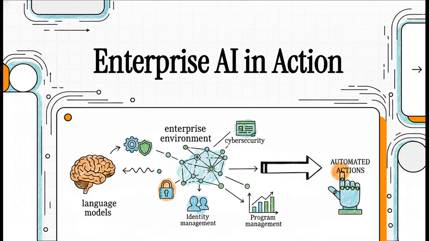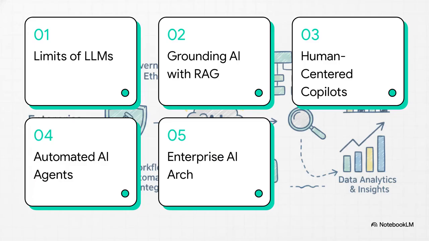If you've ever wondered how AI genuinely integrates with highly structured domains like cybersecurity, identity management, and program management, well, you're in exactly the right place. We've got 5 steps on our journey today. 1. The limits of language models. 2. Grounding AI with RAG. 3. Copilots as human-centered AI assistants. 4. AI agents and automated workflows. And 5. The enterprise AI architecture.